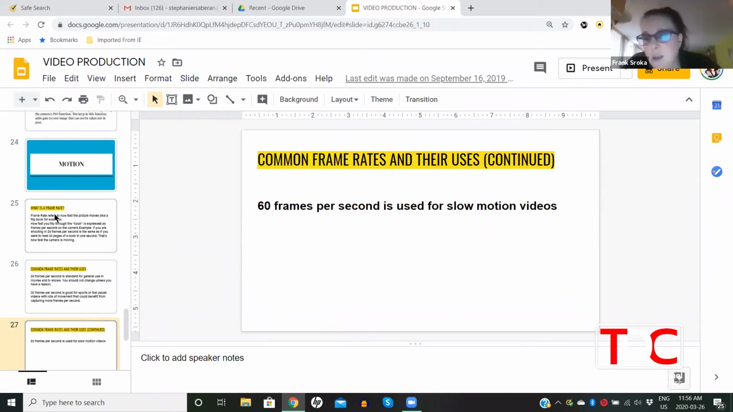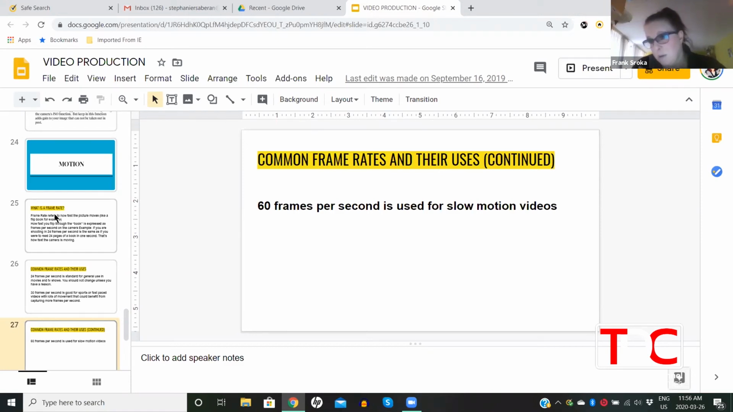If you're shooting a hockey game and you want something to be in slow-mo, you're going to have to go up to a higher frame rate. Maybe you're trying to make a dramatic effect by showing something in slow motion, or you're trying to capture something in slow motion so that you can show the detail later on.